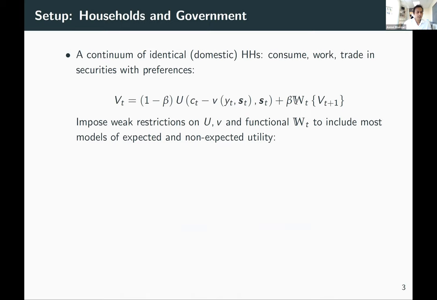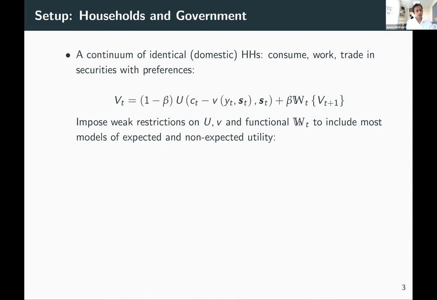The two important agents in our model are the households and the government. The households are modeled as a continuum of identical domestic agents who can consume, work, and trade in a bunch of securities. Their preferences are given by this recursion, where V_t is the value at some history at time t, and it consists of some contribution of utility at time t, and a continuation value, V_{t+1}, that operates through this functional W_t. What we do is impose pretty weak restrictions on U, V, and the functional W_t so that we can include a bunch of models, which obviously include standard expected utility, where W_t is just an expectation operator, but they also include several models of non-expected utility, depending on what restrictions we impose on W_t.